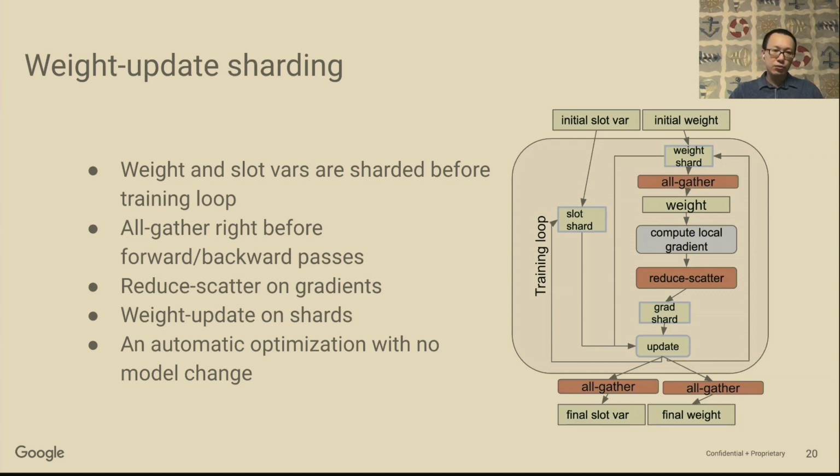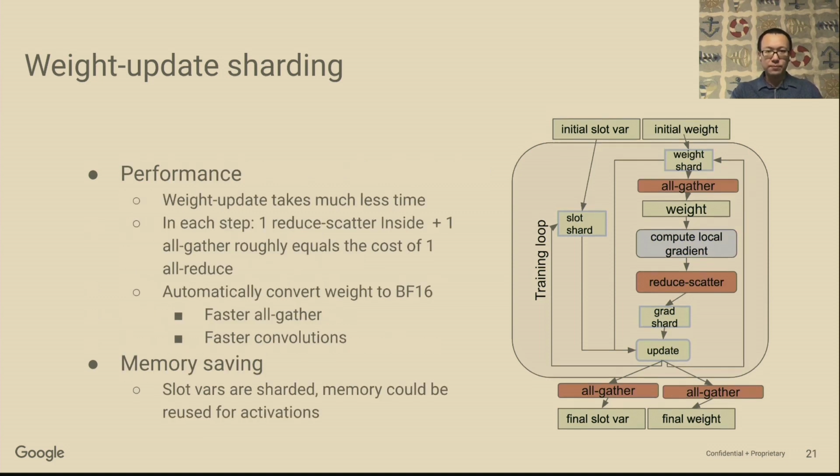And inside the training loop, whenever the weight is used, we insert an all gather before the use. And also we insert a reduce scatter after the local gradient is computed. And then we change the weight update op to only operate on the sharded weights and gradients. So this is all automatically done by the compiler, so it's transparent to the user. There's no model change needed to enable this optimization.